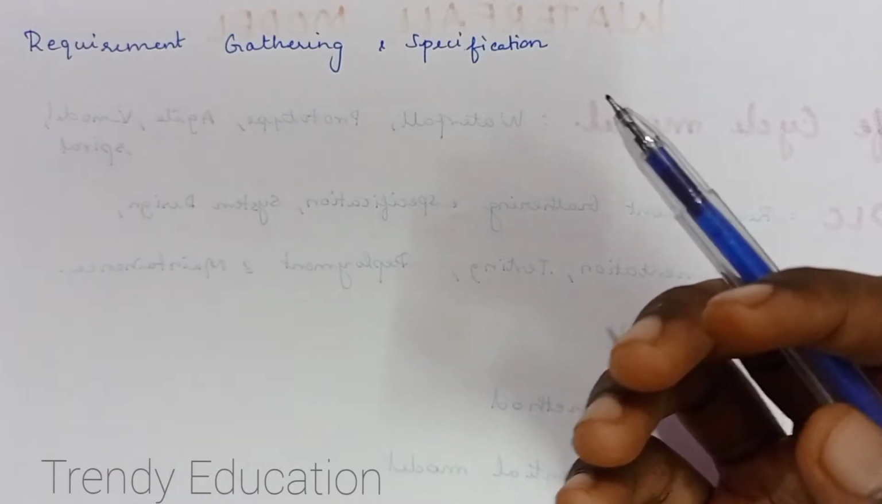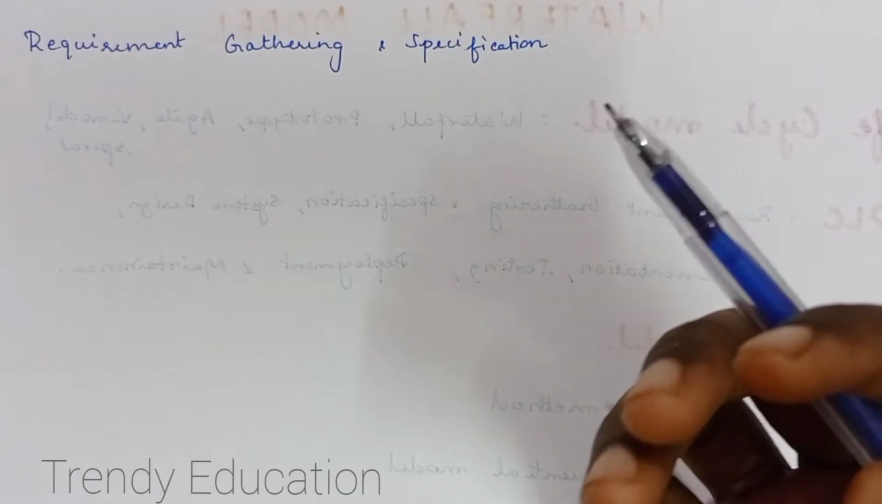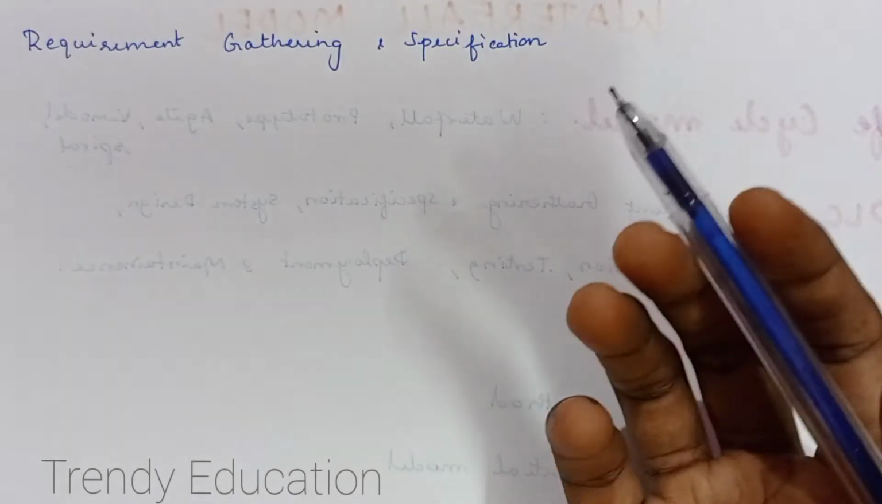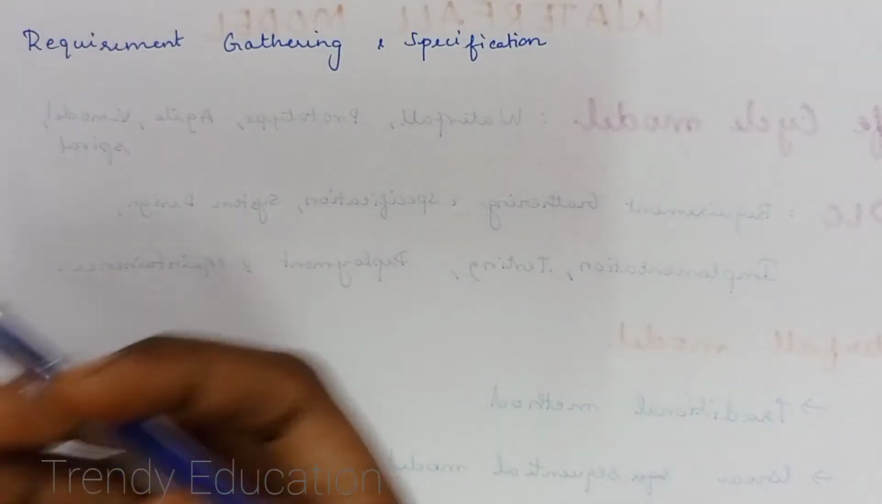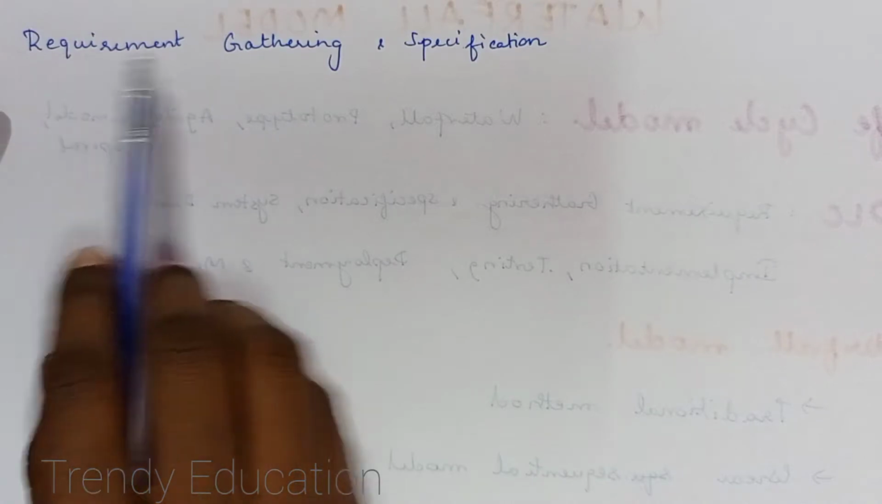The client is nothing but a person who is not in the team, not in the organization. Let's say I'm going to order something. Is there any relationship between me and that organization? No, I'm just a customer and I'm going to order something. That's the relationship between the client and the organization.